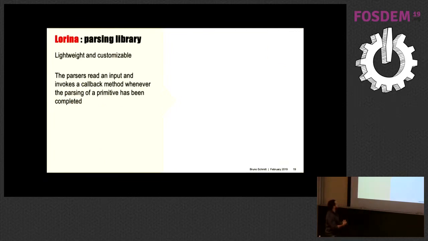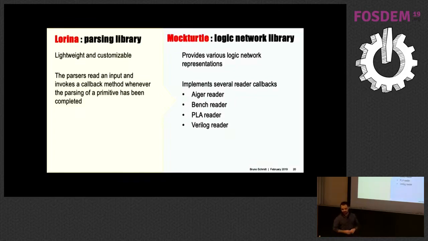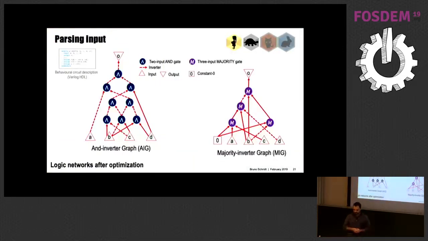Basically, the parsers will read the input and invoke callbacks whenever a parsing primitive is completed. So you need something to interface with this library, and what we will use in this presentation is our logic network library, mockturtle, which provides various logic network representations and implements several reader callbacks for AIGER, Bench, PLA, and Verilog.